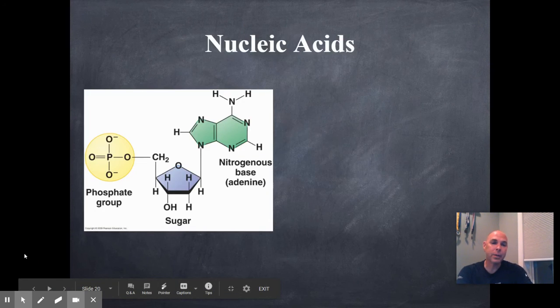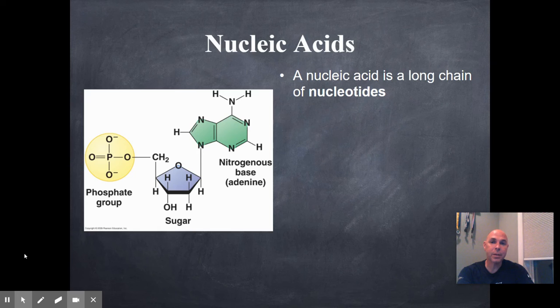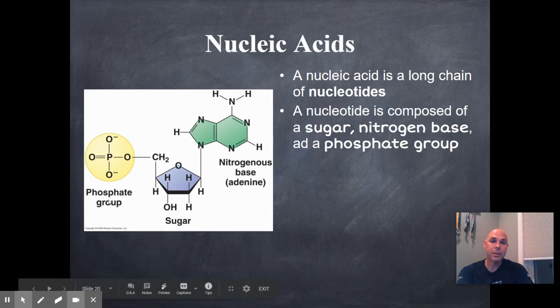Our next category of organic compounds, not ones you would see on a food label, are nucleic acids. And nucleic acids also are made of monomers. We call them nucleotides. And you can see the nucleotide right here. We have the main portion, the sugar. In DNA, it's called deoxyribose. In RNA, it's called ribose sugar.